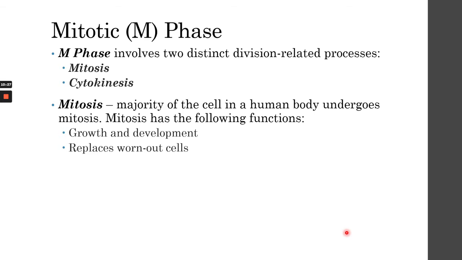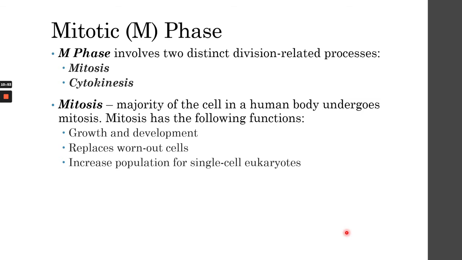Next is replacing worn out cells. So as the cells continually function and grow, of course, there will come a time na mamamatay sila, called apoptosis. And when the cell dies, it has to be replaced by the other living cells. So meaning they have to continually divide to cover those worn out cells. And they do that via mitosis.